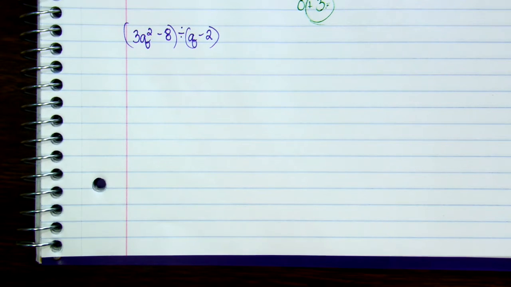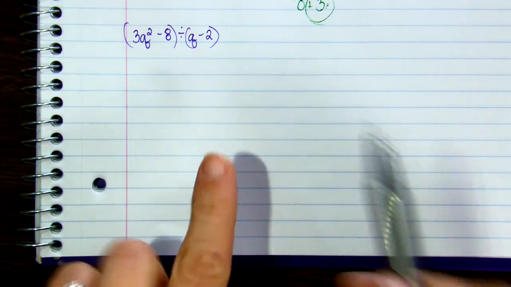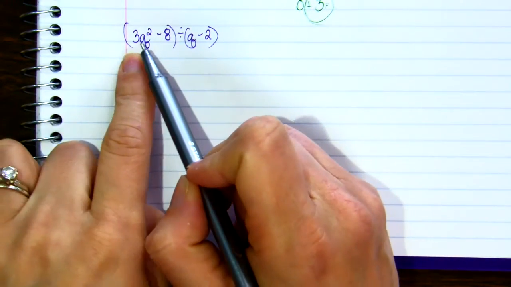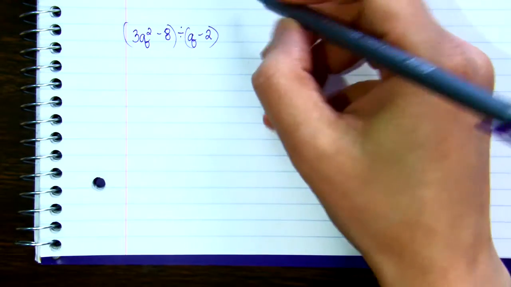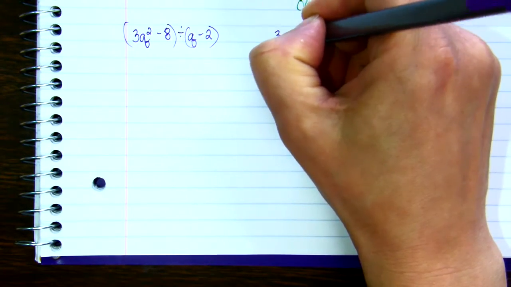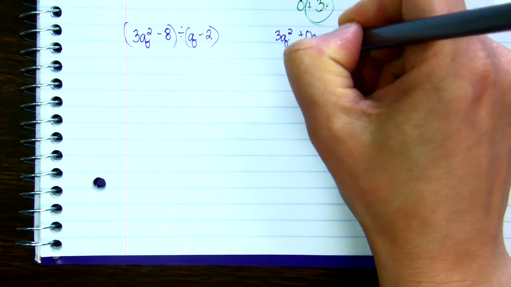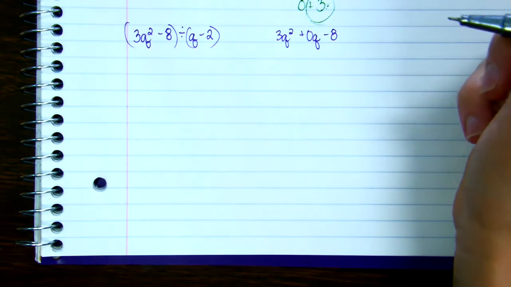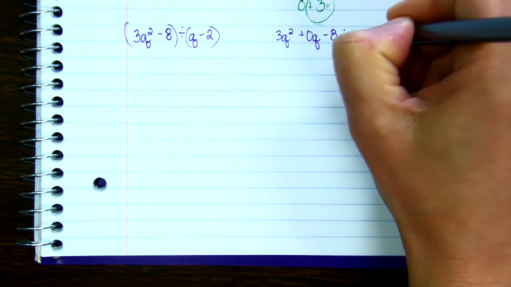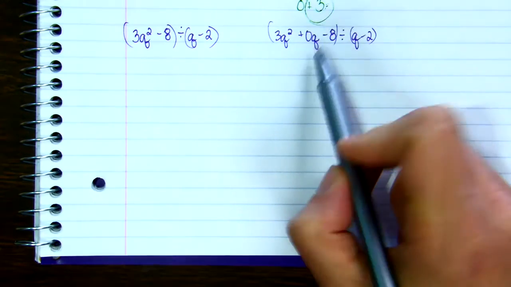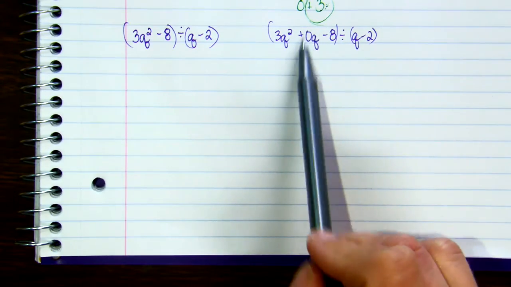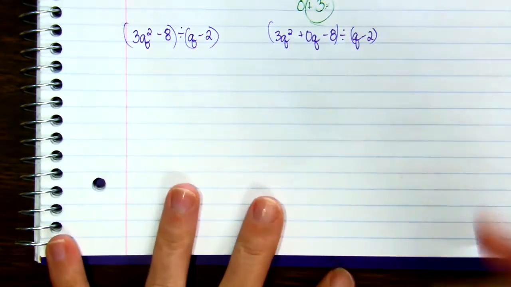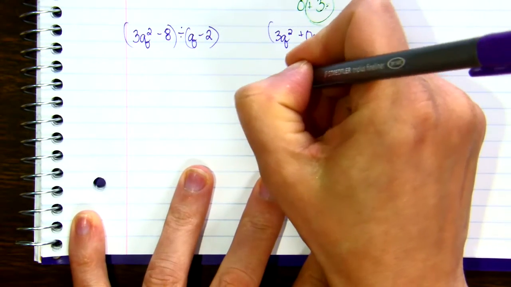Okay, we're going to do another one. This one really is the same as the other ones. There's just a tiny difference. Notice I have a q squared term and I have a constant term, but I don't have a q term. So I really need to rewrite this with 3q squared plus 0q minus 8 divided by q minus 2. So I need to add in that 0 term, or else I will mess up and I'll get the wrong answer. So I need that placeholder term right there. From here, I'm going to do the exact same steps that I did before.